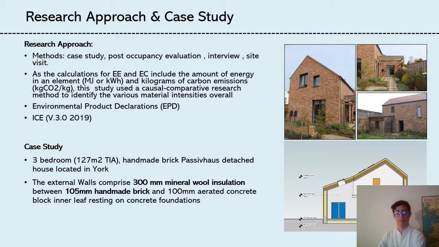We extracted the information on embodied energy and embodied carbon from environmental product declarations and the ICE database. The current version 3 is just accounting for embodied carbon, and sometimes we need to go back to version 2 to account for the embodied energy. The house has 3 bedrooms because it's supposed to be used by 3 people, but it's just used by one.